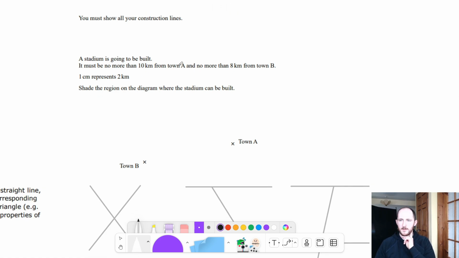With this question here, so the stadium is going to be built, it must be no more than 10 kilometers from town A and 8 kilometers from town B. 1 centimeter represents 2 kilometers, so straight away we can say that this would be 5 centimeters on our diagram and 4 centimeters on our diagram, respectively. Shade the region.